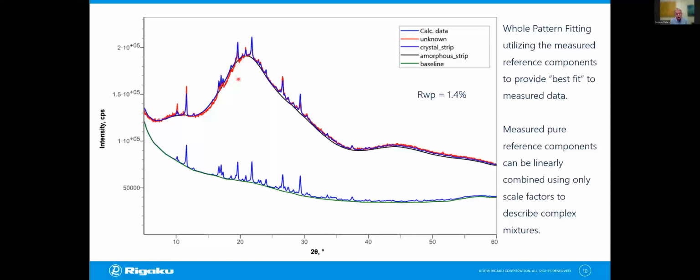And this is just an example of that. This is actually performed in SmartLab Studio 2. And you can see here the RR factor is about 1.4%. So at least statistically, the fit is considered to be reasonable. Although we see that it's not a perfect fit, there are some areas it doesn't quite fit exactly.